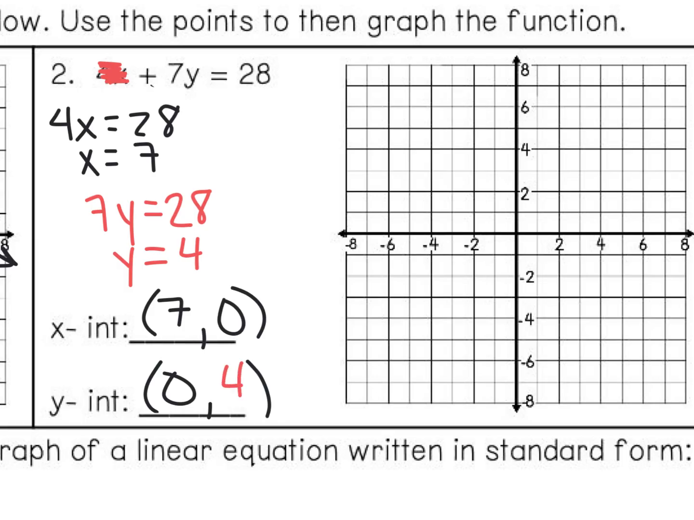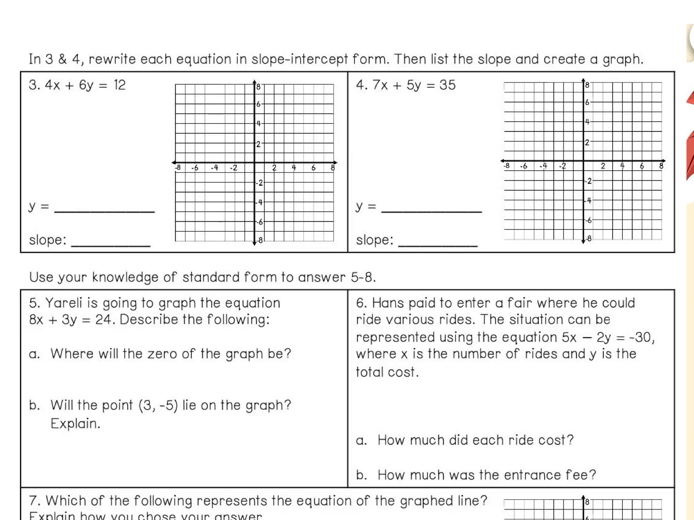So my graph, here's my y-intercept, 0, 4. Here's my x-intercept, my 0. And I can see I have a negative slope. So that's one way you can write a graph from standard form. The other way is what we did in Unit 1. And we take our standard form and we change it to slope-intercept.